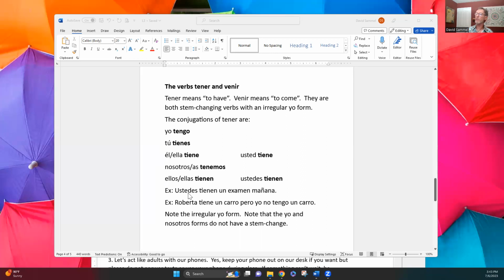I give a couple of examples. Ustedes tienen un examen mañana. We're using the you all form, the ustedes form. So there it is right there. You all have an exam tomorrow. Then another one. Roberta tiene un carro. She has a car. Pero yo no tengo un carro. She has a stem change. I do not, but I have an irregular yo form to remember about, okay? Notice that I said this already, but the yo form and the nosotros form never have a stem change in a stem changing verb, okay?